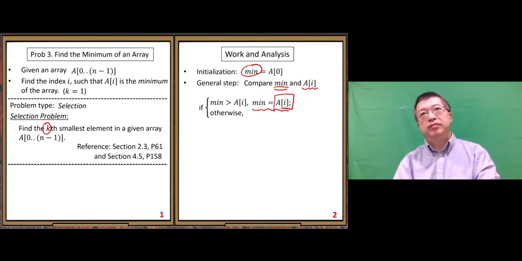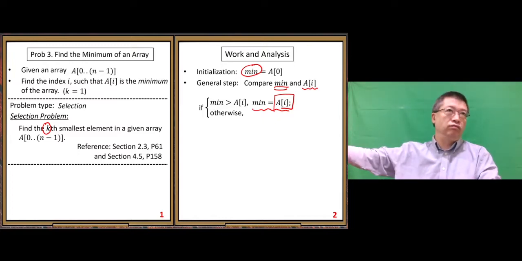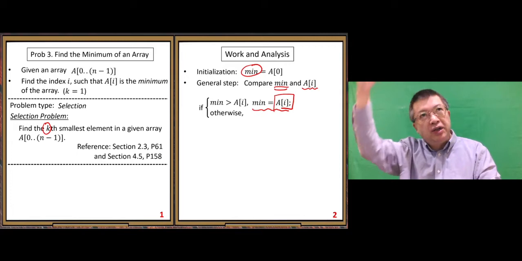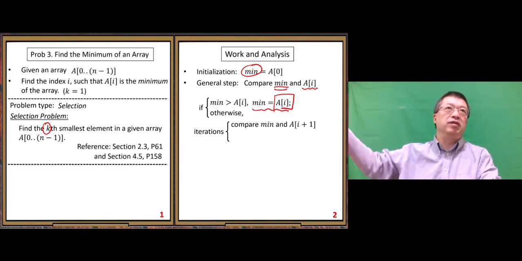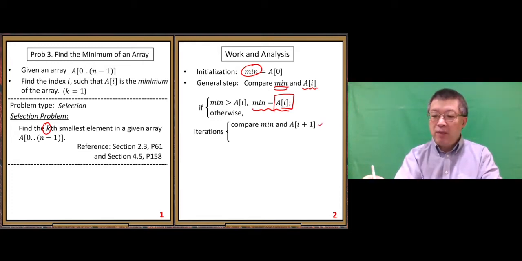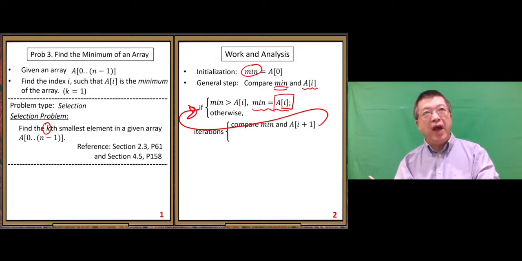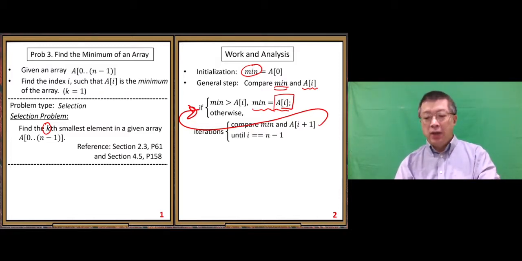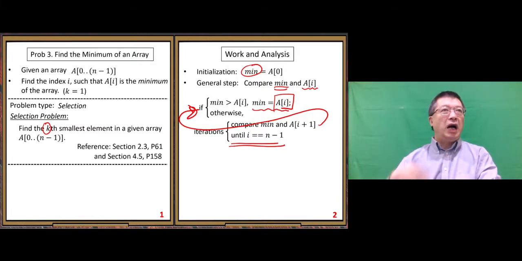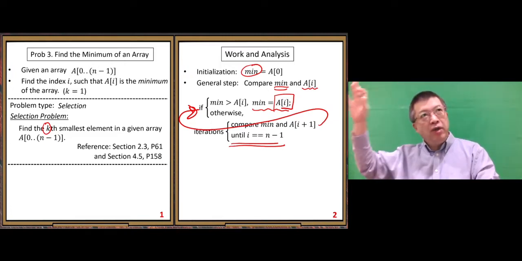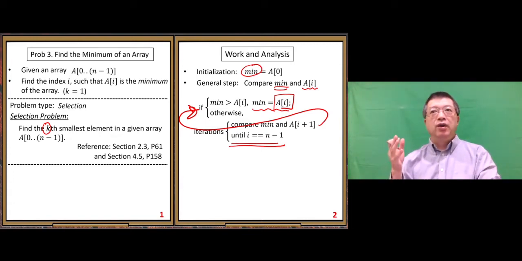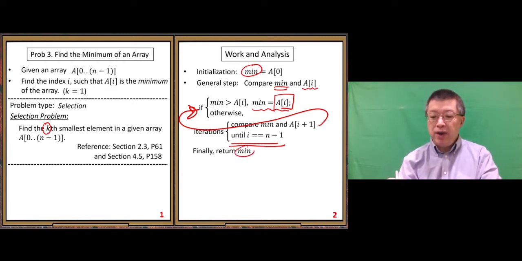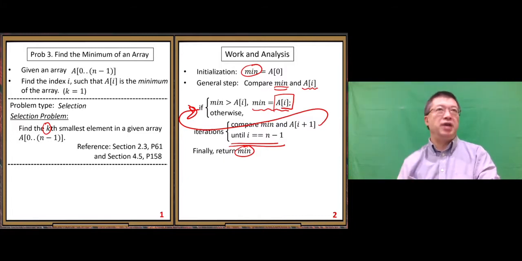Otherwise, if we don't have that condition, we go to the next iteration. So we set iterations like this: compare min with A[i+1]. We keep doing iterations like that, checking the value and making our decision, until we reach the last element, i equals n minus 1. After we do iterations on all the possible comparisons, at the end we get the minimum stored in the min variable, and we return its value as our solution.